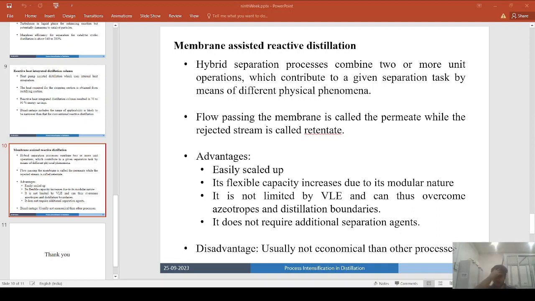So these are the advantages of MARD, that you can use its modular nature. Now we will discuss the advantages of MARD. There are a number of advantages, so we will go over them one by one.